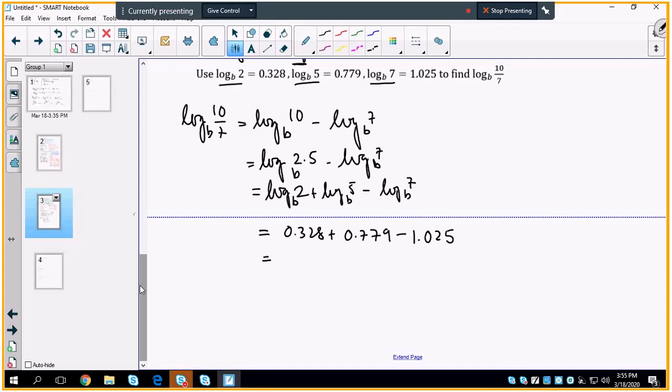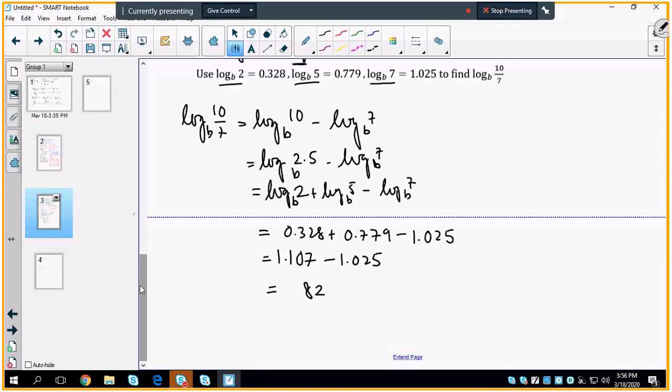So let's add the first two. 8 plus 9 is 17. 1 carries on. 2 plus 1 is 3 plus 7 is 10. 1 carries on. 3 plus 1 is 4 plus 7 is 11. So 1.107 minus 1.025. I subtract. 7 minus 5 is 2. 10 minus 2 is 8.